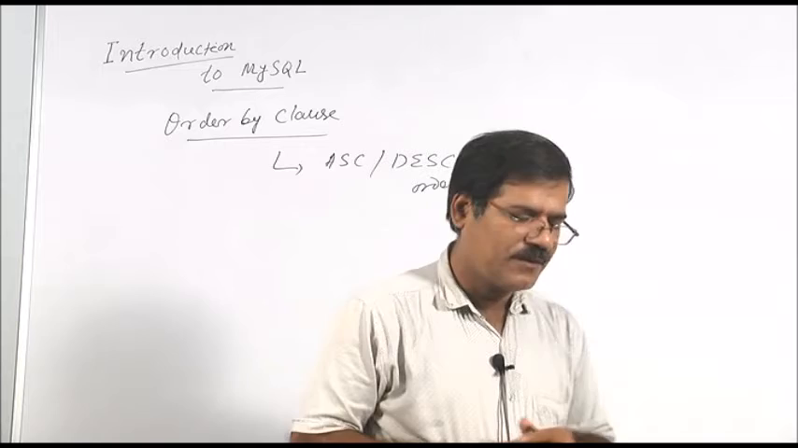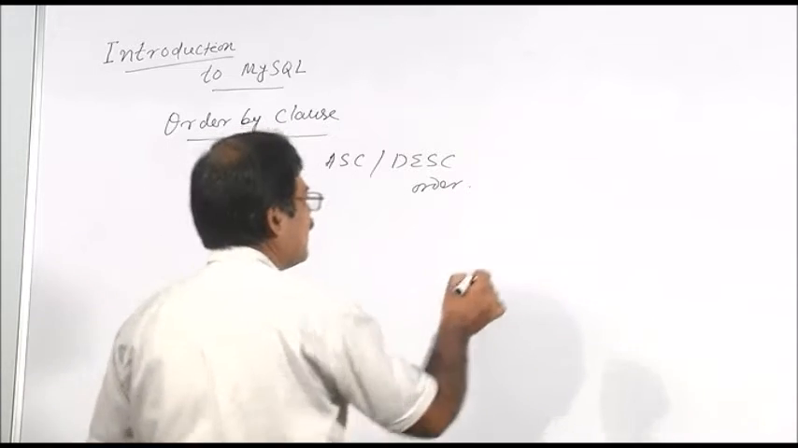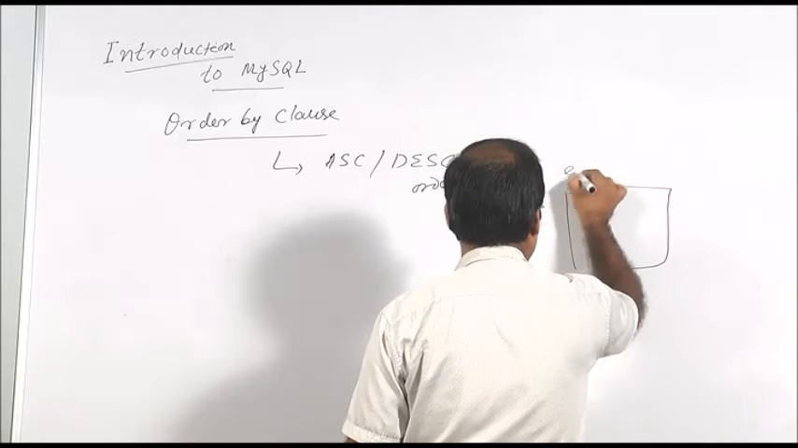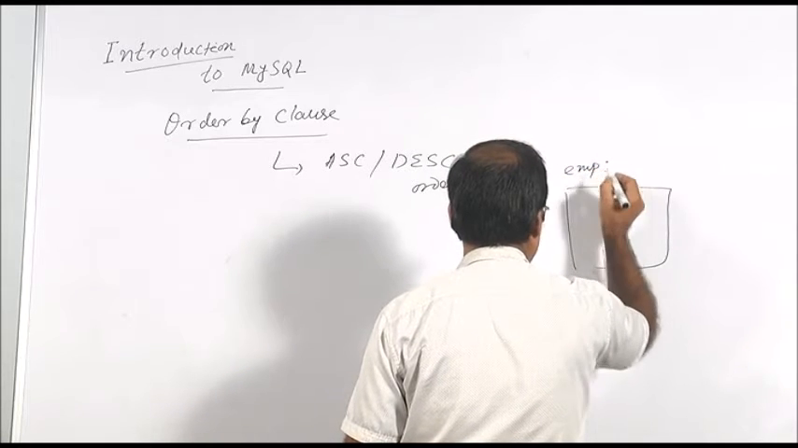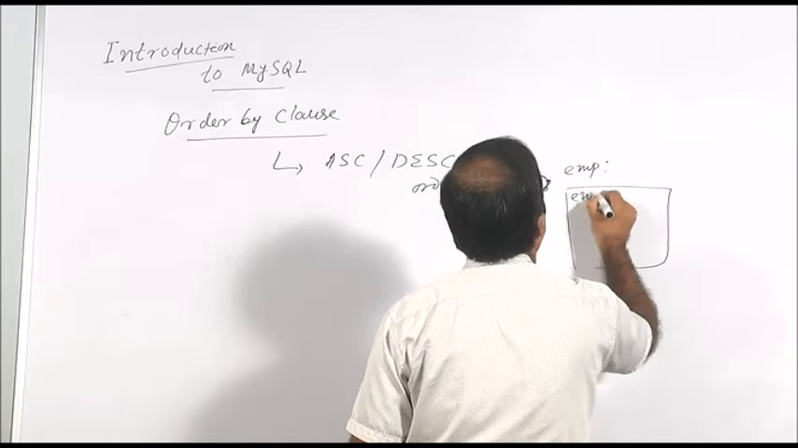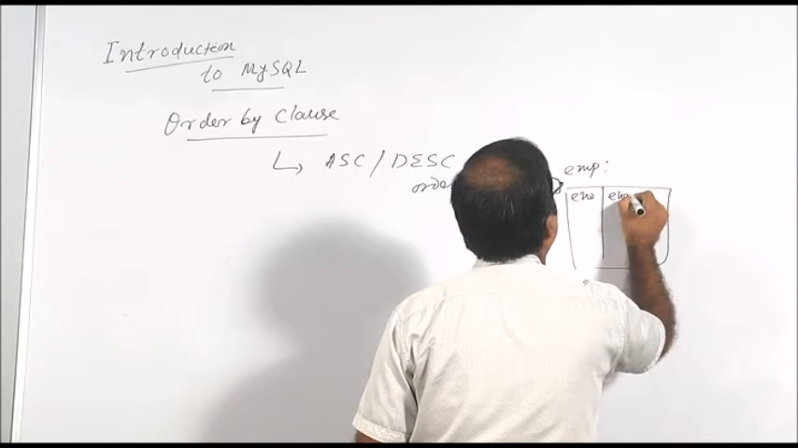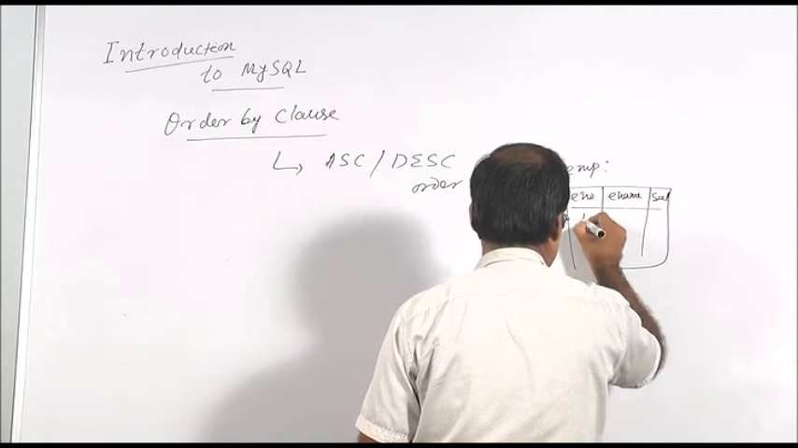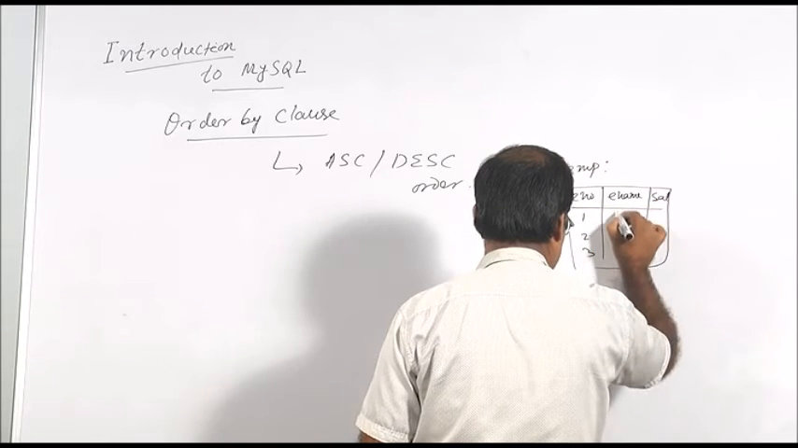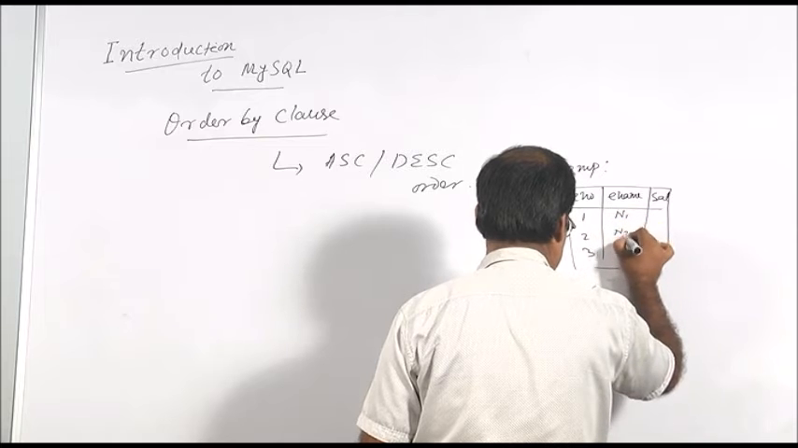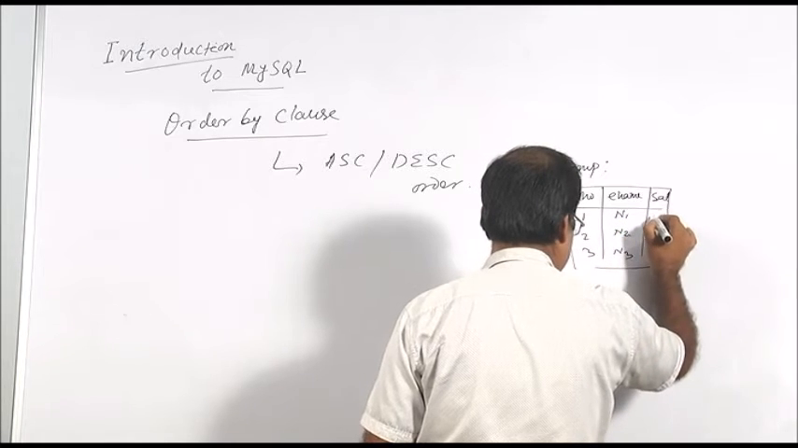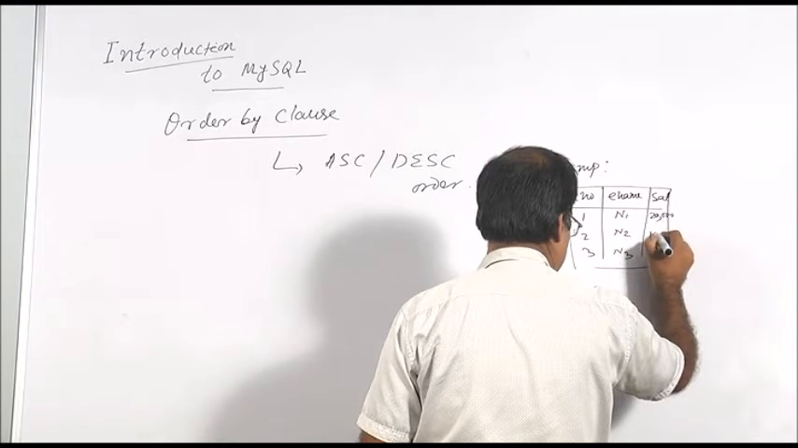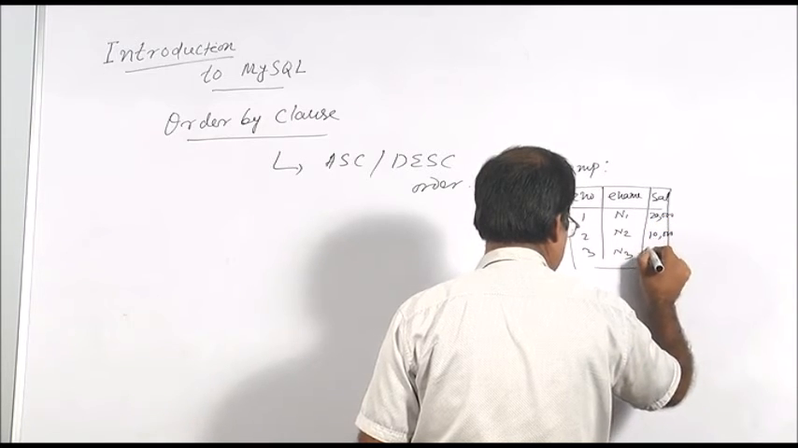Suppose there is one table, and the name of the table is employee, having employee number, employee name, and salary. The numbers are 1, 2, 3. The names are N1, N2, N3. The salaries are, suppose, 20,000, 10,000, and 40,000.